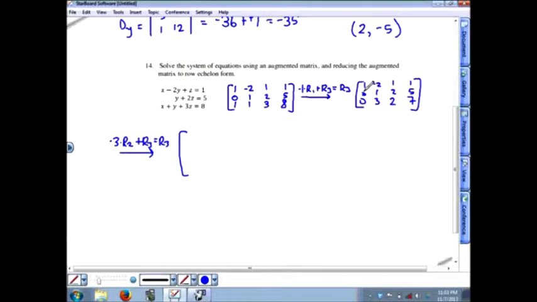So negative 3 times this 0 plus that 0 is still 0, so we have a 0. Negative 3 times 1 is negative 3, plus 3 is 0. Negative 3 times 2 is negative 6, plus 2 is negative 4. Negative 3 times 5 is negative 15. Negative 15 plus 7 is negative 8.